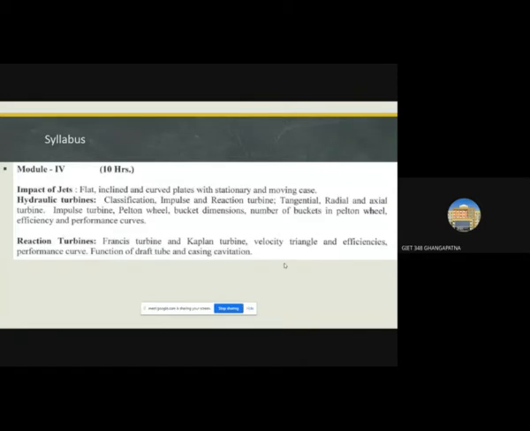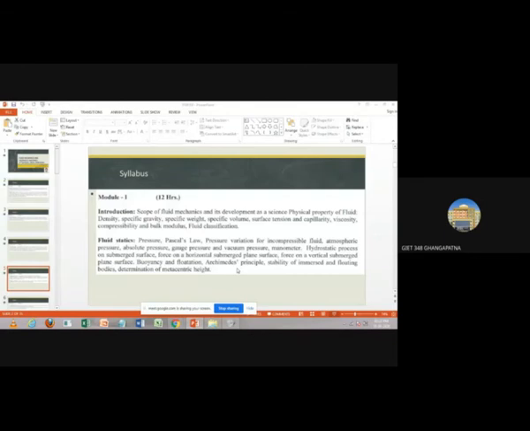I will try to clear each and every concept. Again and again I'm saying, if your concepts are not clear, we cannot proceed ahead. You will not understand anything. I will try to clear the concepts by giving simple examples which you use in your day-to-day life.